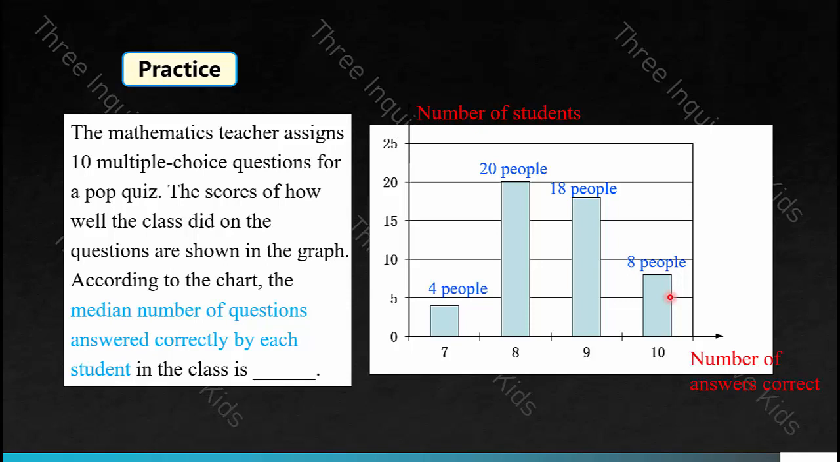The math teacher assigns 10 multiple choice questions for a pop quiz. The scores of how well the class did on the questions are shown in this bar chart. According to the chart, the median number of questions answered correctly by each student in the class is blank. So when solving this type of question, usually I like to just write all the data values out, order them, and then find the middle value. That would be 9.